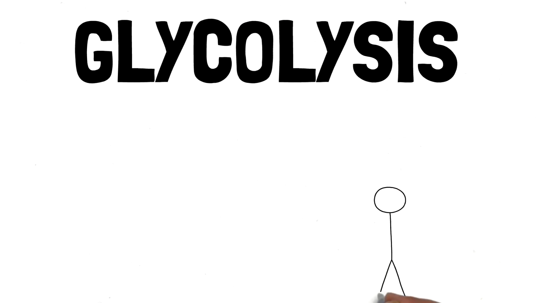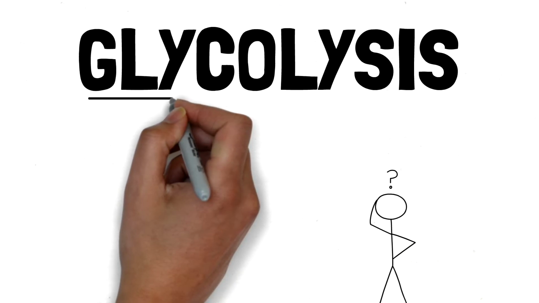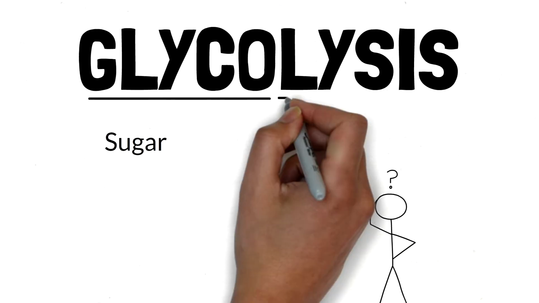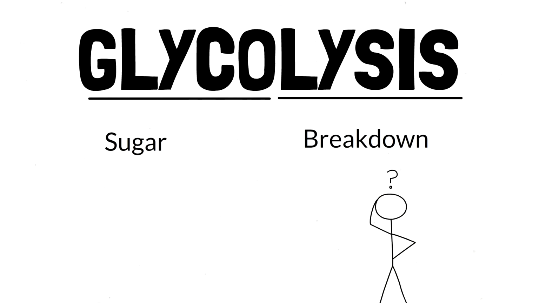Glycolysis. So what is glycolysis? Glyco refers to sugar, and lysis means breakdown. So you can already assume that glycolysis is the metabolic pathway involved in the breakdown of sugar.